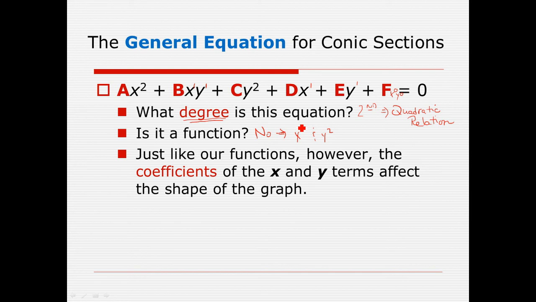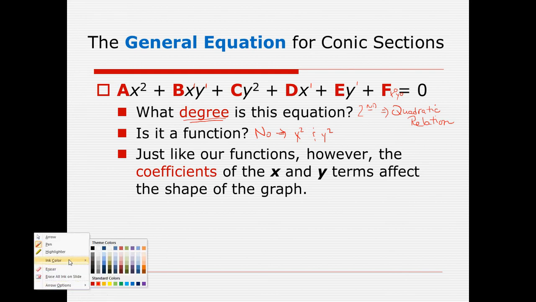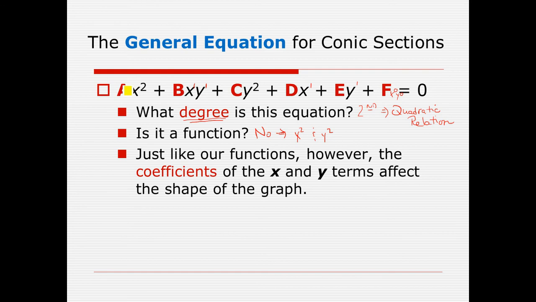However, just like our functions, the coefficients of the x and y terms, the one on the most powerful, right? Think about your rational functions, how the highest power controlled the end behavior, right? Your x squared term and its coefficient and the y squared term and its coefficient have the most power over the shape of your conic section. For us in AAF, we are not going to have that xy term. B will always be 0. B is what we call a rotational term.